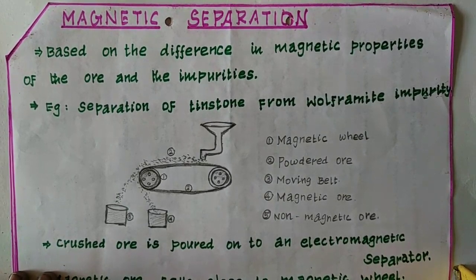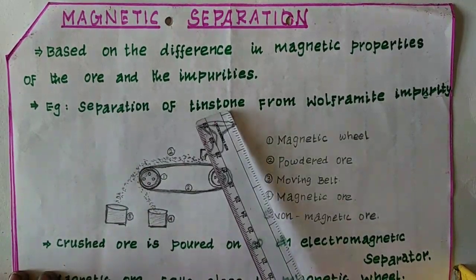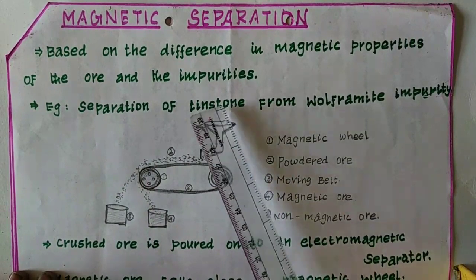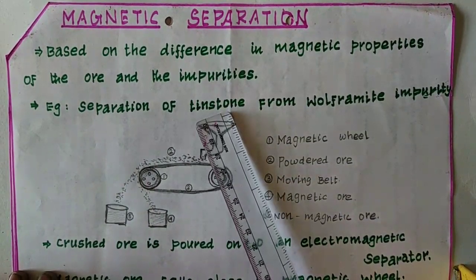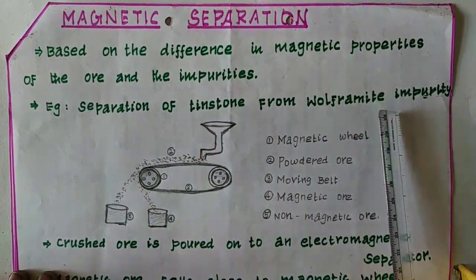There is an example given in your textbook itself for this separation technique. What is it? The separation of tin stone. The formula of tin stone is SnO2, tin oxide. The separation of tin stone from wolframite impurities.